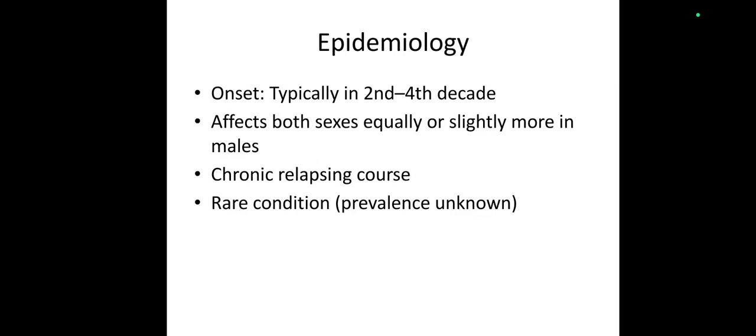Epidemiology. Onset is typically in the second to fourth decades of life. It affects both sexes equally or slightly more in males. It has a chronic relapsing course. It is a rare condition. Prevalence is unknown.